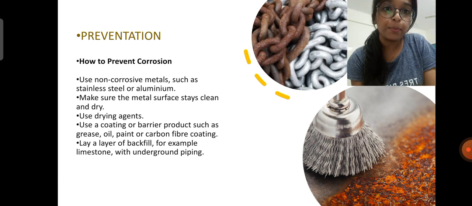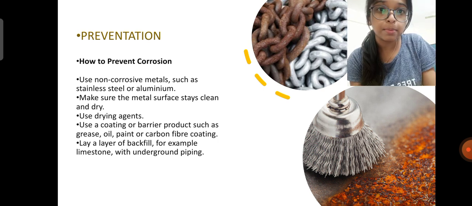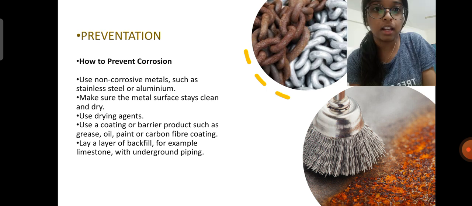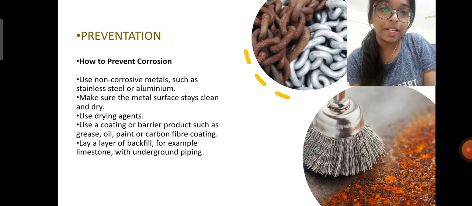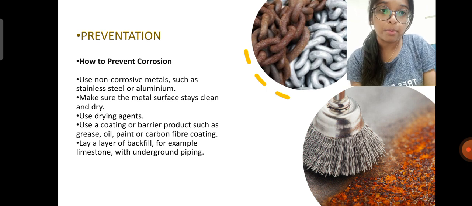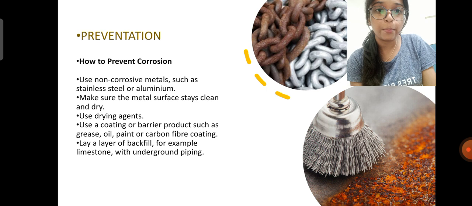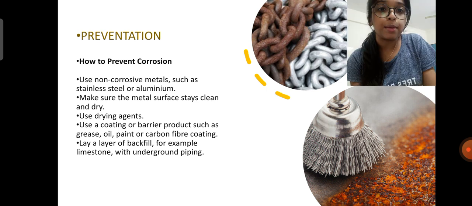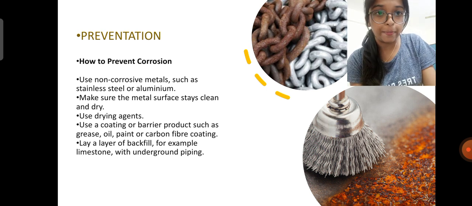How can we prevent corrosion? There are various methods to prevent corrosion, like using non-corrosive metals such as stainless steel or aluminium. Make sure the metal surface stays clean and always dry. Use drying agents, or use a coating or barrier products such as grease, oil, paints or a carbon fiber coating. Lay a layer of backfill, for example limestone, under underground piping.